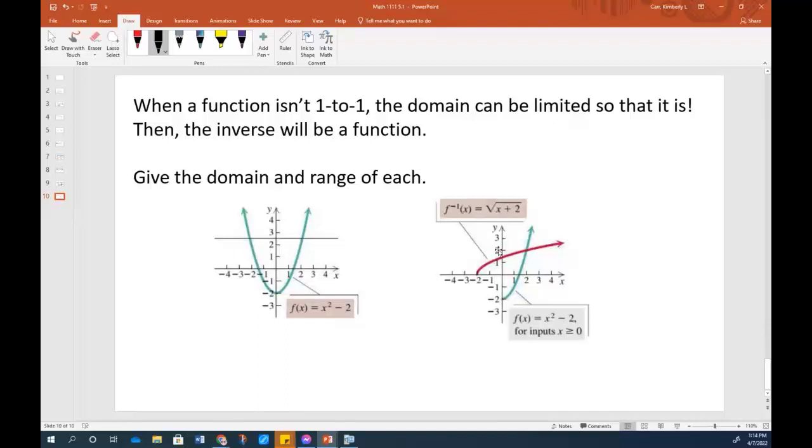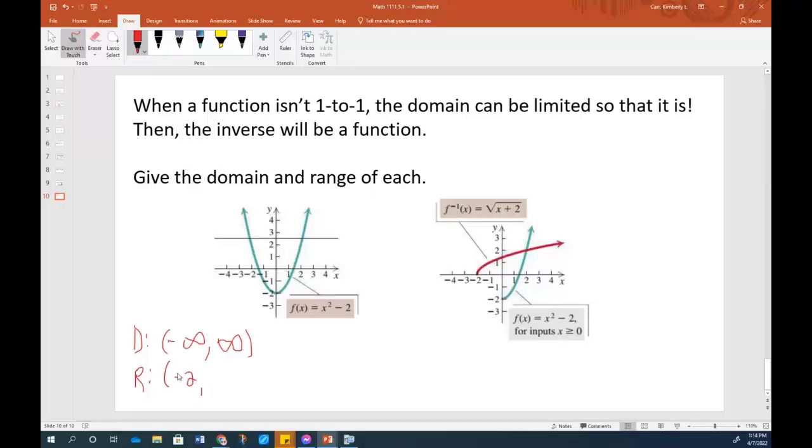Okay, now when a function isn't one-to-one, it doesn't mean they won't use it to find an inverse and make the inverse a function. What happens is that they will simply limit the domain. So if you look at this very first one, it does say give the domain and range of each. The domain of this one is negative infinity to infinity. And the range of this one, it starts here at negative 2 and goes up.